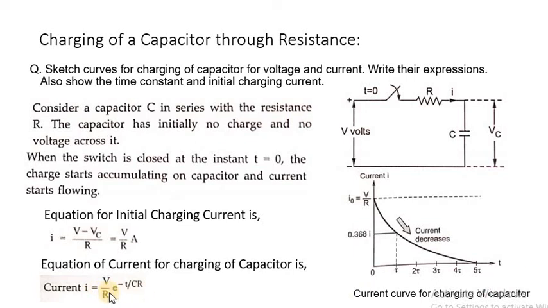What is current I? Current I is V by R into e raised to minus t divided by CR. What is C? That is the capacitance of the capacitor, and what is R? That is the resistance of the circuit. Now, if in this equation we put t equal to 0, it will be e raised to minus 0 divided by CR. E raised to minus 0 will be 1. So what is the current I at t equal to 0? Current I at t equal to 0 is V by R.